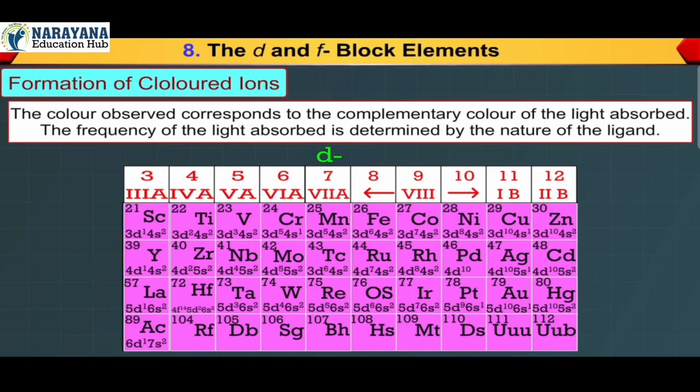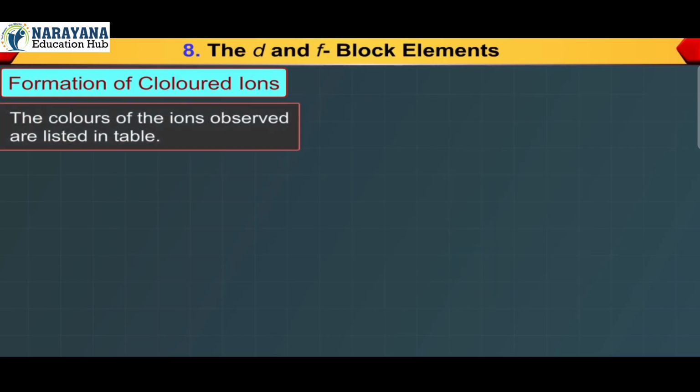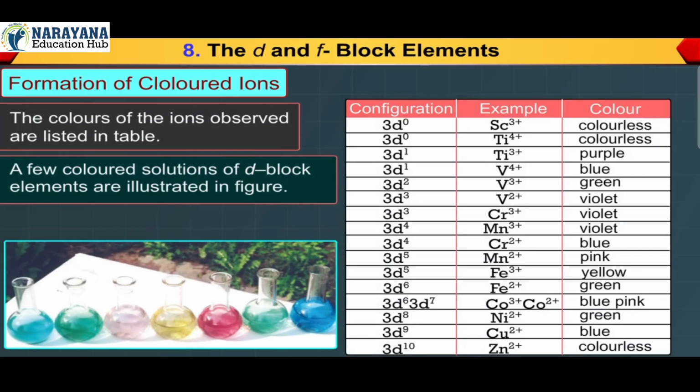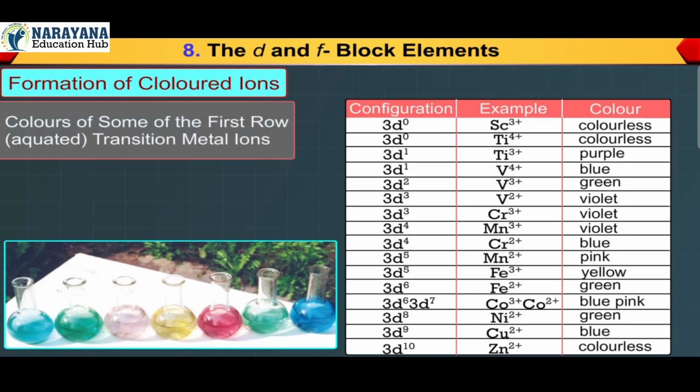The frequency of the light absorbed is determined by the nature of the ligand. In aqueous solutions, where water molecules are the ligands, the colors of the ions observed are listed in the table. A few colored solutions of d block elements are illustrated in the figure. Table: colors of some of the first row, that is aquated, transition metal ions.